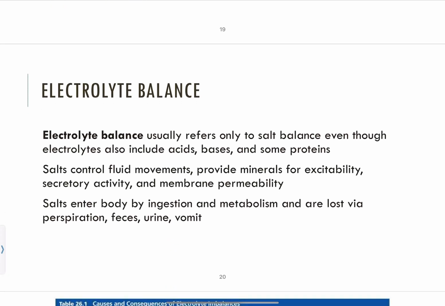Electrolyte balance, really, really important. The most important are probably going to be the ones like sodium, potassium, calcium, and phosphate. Why? Because these salts, which are electrolytes, control fluid movements and provide the minerals for excitability. You saw that back in the action potentials for the heart. You saw it in A&P 1 with your skeletal muscle system, as well as the neuron.